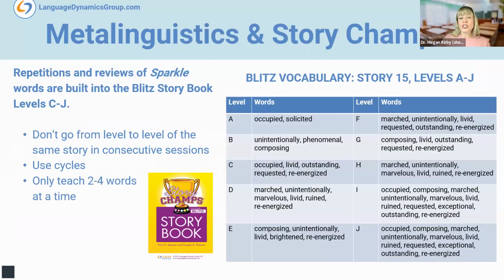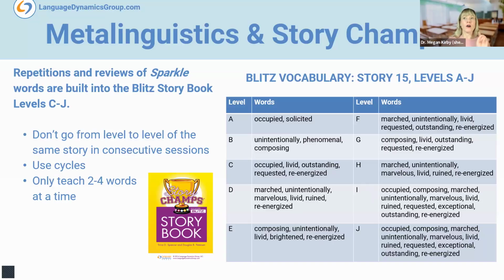Also, I want to point out that Story Champs makes it easy for us to teach metalinguistics. One of the ways that we do that is by building in repetitions and reviews of these sparkle words that I've exposed you to. They're in the stories already, but I just want to point out too, we don't go from one level to the other. So I put this right here, that's a rule. If I'm working on level A stories, there's a reason why I'm doing it, because I'm using a specific lesson plan. But over time, as my students are learning and we're progressing and working on different targets, they will eventually see these words again, and they do come up in these different levels. So they do get the exposure. It might be across 1 year, it might be across many years. All right. So just know that there are reviews and repetitions of sparkle words built into the stories when you get to Blitz level C through J as well.